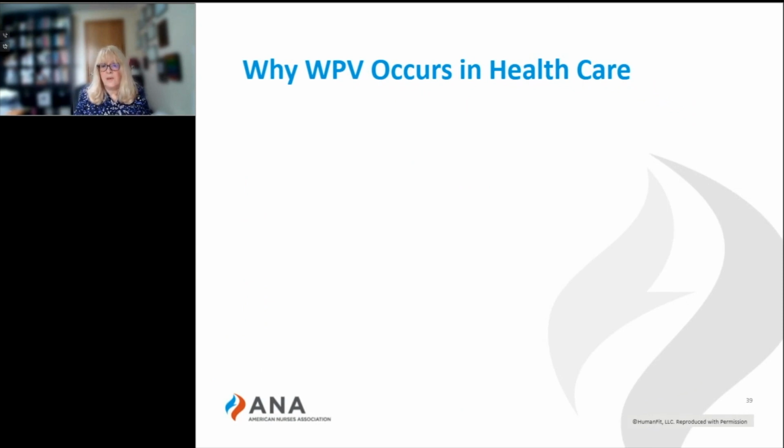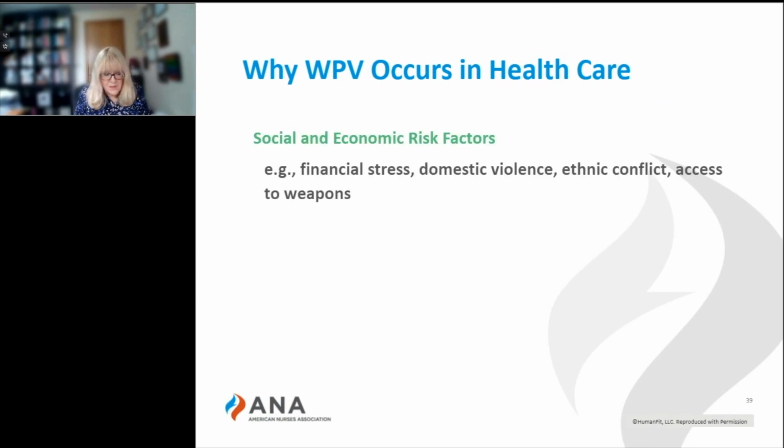The 4th bucket, though, is social and economic risk factors. And again, we can't prevent all of these. We can do our best to control them. So these are the things that happen in the community, as I mentioned earlier: gang violence, access to guns, domestic violence, financial stress. We can learn to work with our community partners, though.